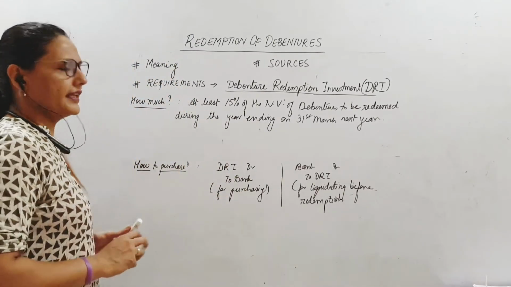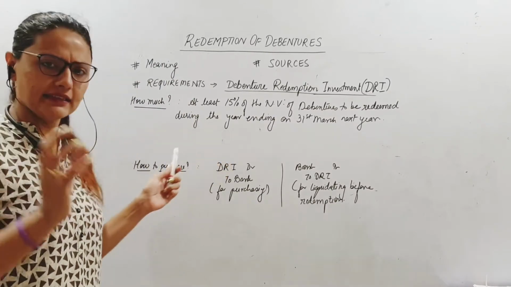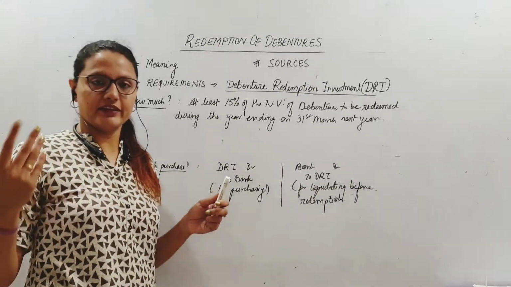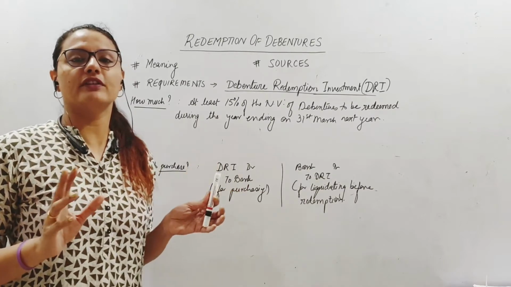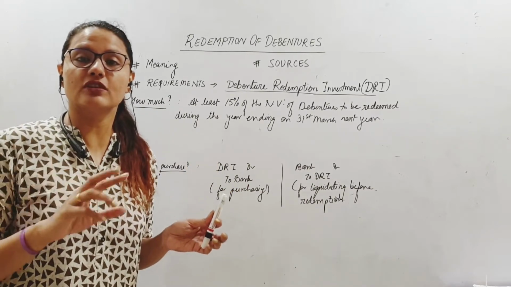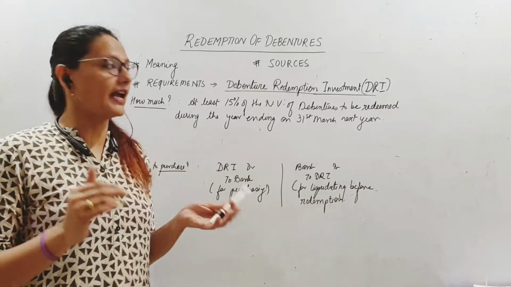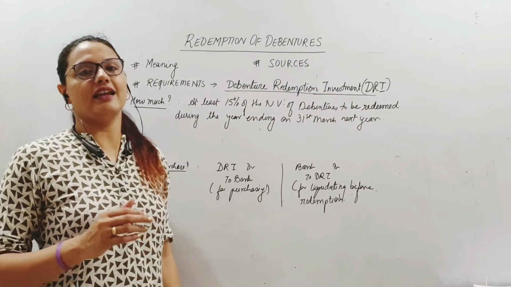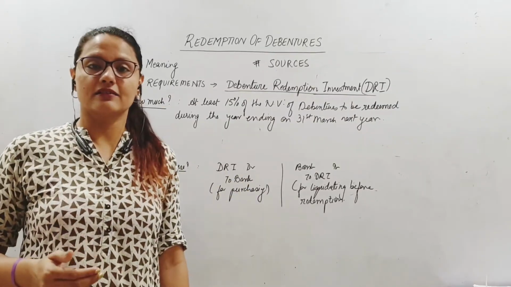Debenture redemption investment का ये है how much? At least, again, just like DRR, at least 15%. Of course, the company might choose to invest more also. At least 15% of the nominal value of debentures, but not debentures outstanding. There's a difference between total debentures outstanding and debentures to be redeemed during the year ending on 31st March the next year.